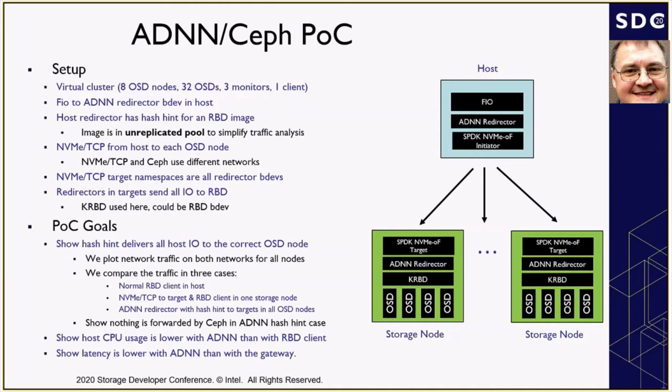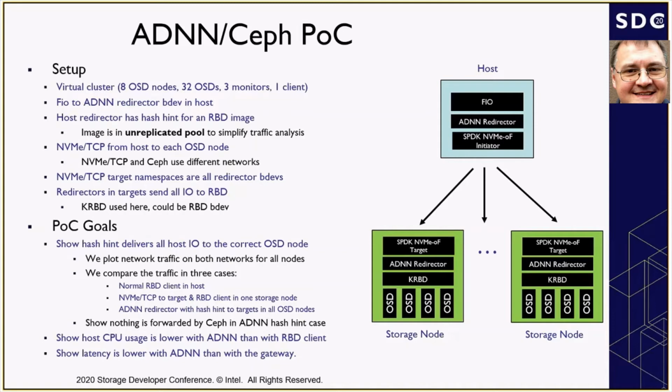The goal is to show, by plotting the network utilization metric on Grafana, that you can see that normal Ceph traffic takes the Ceph network and doesn't use the NVMe TCP network, and that the ADNN components only use the NVMe network. So we wanted to show that the traffic does the expected thing in three test cases. One is normal RBD, like I said, and the last one will be ADNN, where we have the host using ADNN talking to its egress redirectors in all of the OSD nodes. And the middle case is your alternative to ADNN. If you want to use NVMe for Fabrics, but you have a storage backend, then one solution is add a gateway.